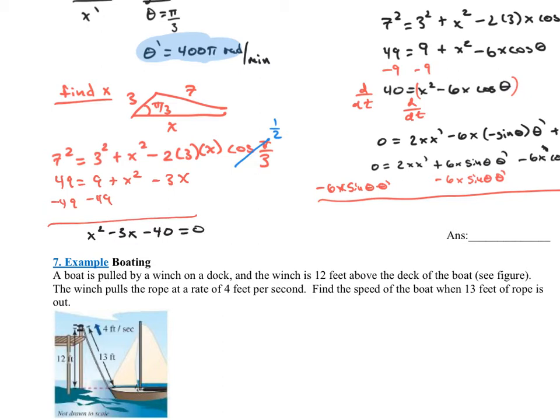Well, I could solve for that. Let's try factoring two numbers that multiply to be negative 40 and add to be negative 3. Wouldn't that be x minus 8, and x plus 5?